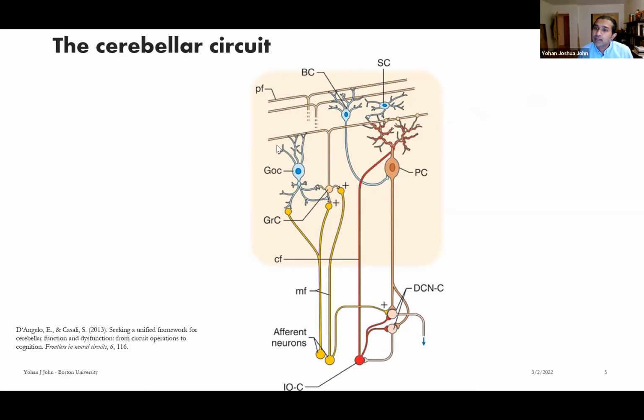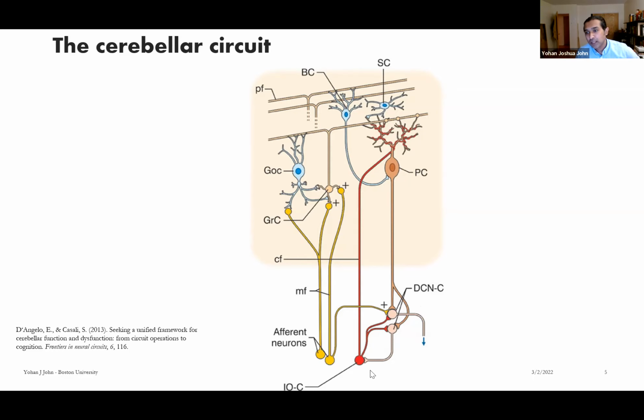So these produce the parallel fibers, which go across the sort of flat structure of the Purkinje cells, and the Purkinje cells then inhibit. Right, they're inhibitory. They inhibit the cells in the deep cerebellar nuclei, dentate for instance, and that's the main output station.